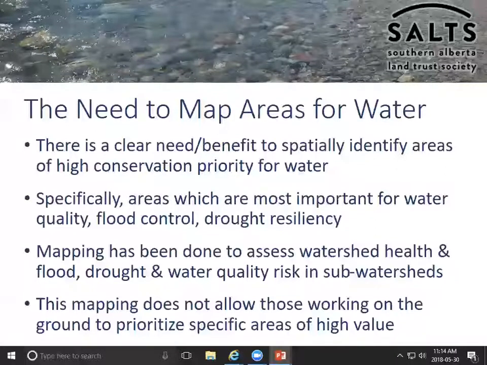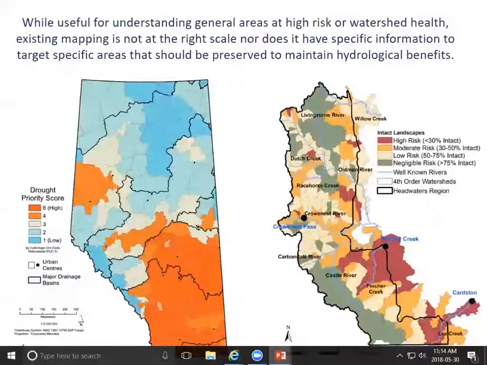There's been mapping done to assess watershed health and to identify risk areas. But again, for organizations working on the ground on specific parcels, those mapping exercises were at a very, very macro level. So if we look at some of the mapping that was done, for example, to look at drought, flood, and water quality, the whole southern part of the province has been identified as high priority for drought. And then when you look at flood and you look at water quality, similarly, these huge areas. Well, as a land trust, within any one of those sub-basins, there are going to be areas that are more or less important for drought, or more or less important for flood, or more or less important for water quality.